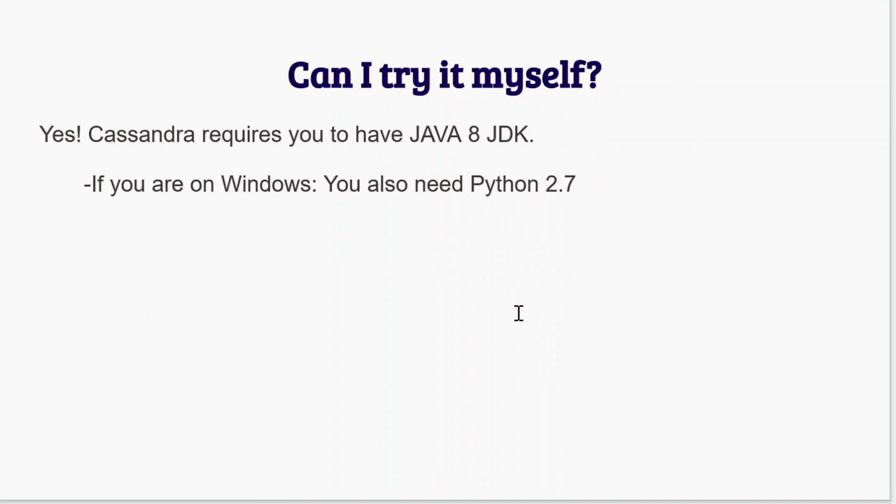Can I try it myself? Yes, you can. Cassandra requires you to have a Java 8 JDK, and if you're on Windows, you also need Python 2.7, and if you're on macOS, you also need Python, but in macOS, Python comes pre-installed, so you don't have to do anything. And for Windows, you will have to check your environmental variables and add Java into that, and Python as well.